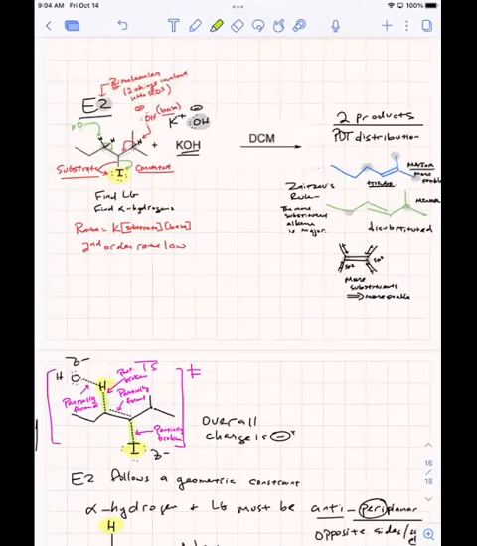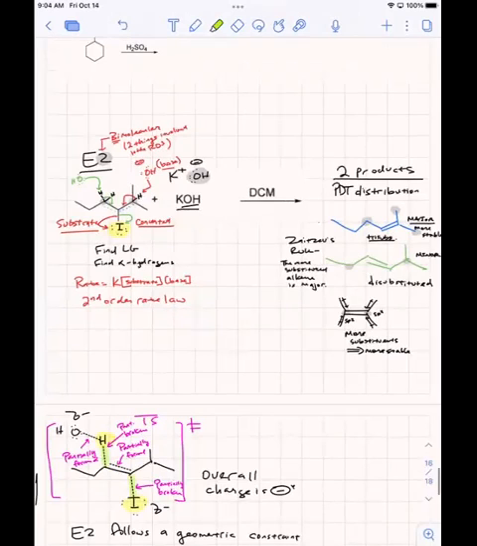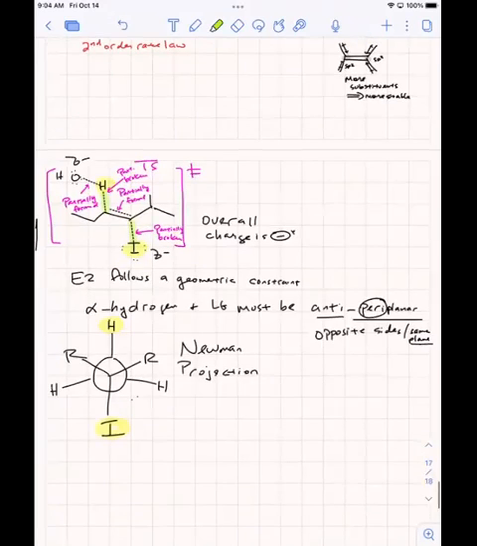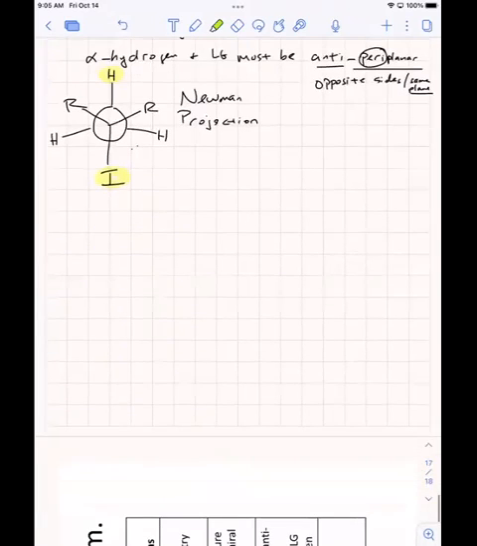With that being said, we talked about Zaitsev's rule. We talked about the alpha protons. We talked about the bimolecular nature of the reaction, that it's a two-term rate law. And even with that, we need to think about what's the day? 14, man, this month is flying by.